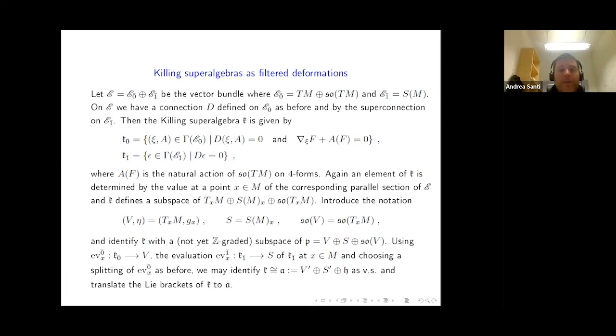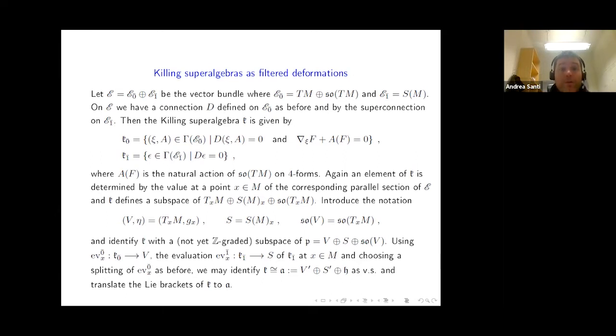So again, I can localize. I can introduce notation as before, calling S the fiber of my spinor bundle at a point. And this allows me to identify the Killing superalgebra with a subspace of the Poincaré superalgebra, which again is not yet Z-graded. So I need to consider evaluation as in the previous slide, evaluation for spinor fields, and choose a splitting. And once I've done that, I can identify K with V prime, S prime, which is the image of the evaluation here, and H. And I translate the Lie brackets of K to A.